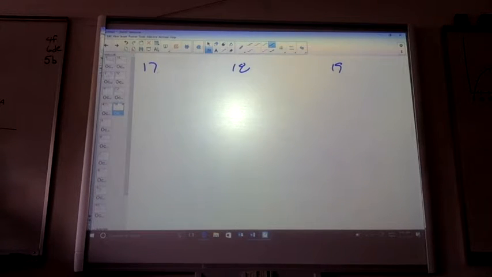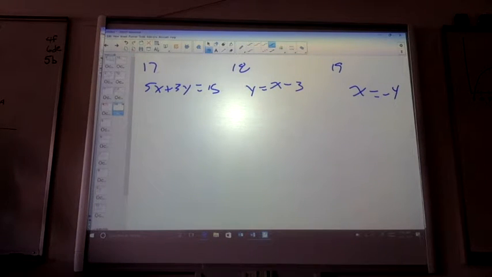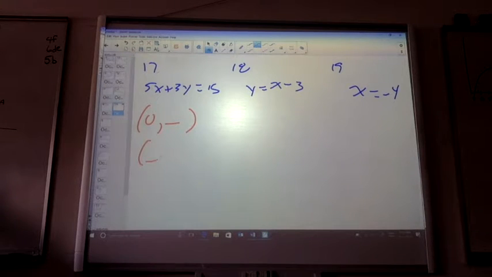So you have 5x plus 3y equals 15. You have y equals x minus 3, and then you have x equals negative 4. They want you to identify the slope, the y-intercept, the x-intercept of each linear equation. So 0 comma blank, blank comma 0 is how you find the x and y-intercept. Agreed?